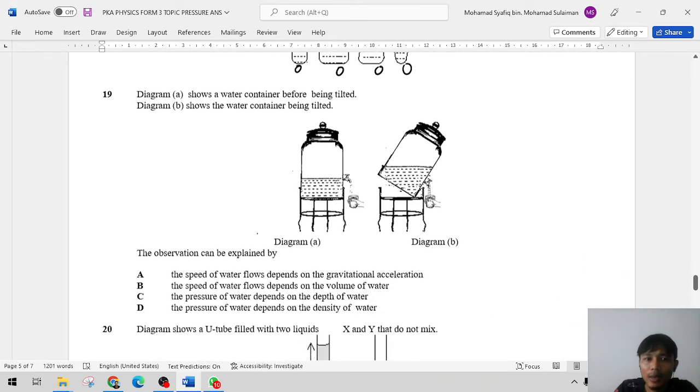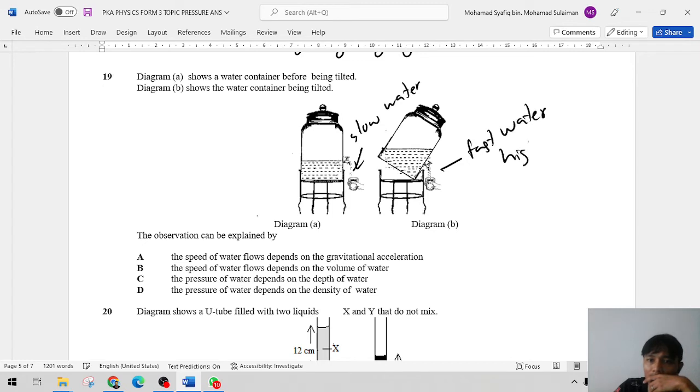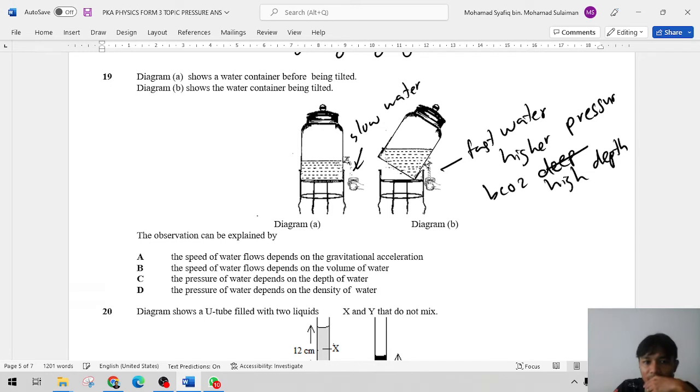Number 19, we have a water container before being tilted and after being tilted, so we can notice that low water here, low water means low pressure, higher water here, high water means higher pressure. Why higher pressure? Because of deeper, or higher depth. Okay, so it depends on the depth, so the answer is C.